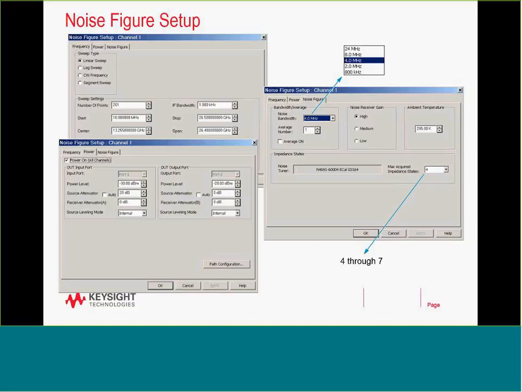the ambient temperature in your lab. You can actually change that, and you'll see that the noise figure value will change slightly depending on what the temperature of the ambient is. And also the impedance states. So you can tell how many impedance states you want for the vector case.